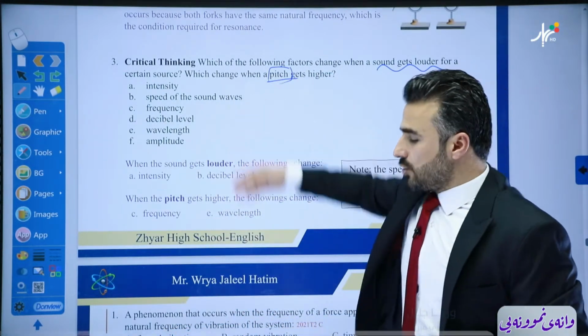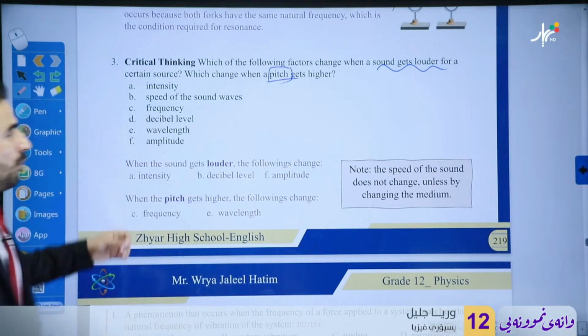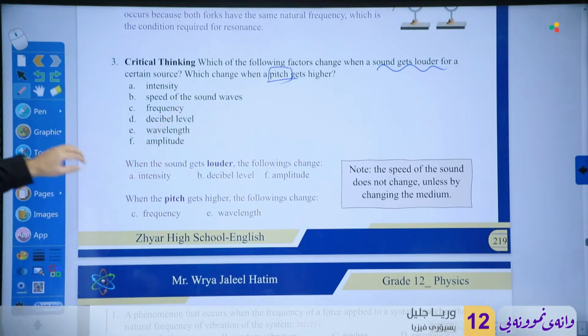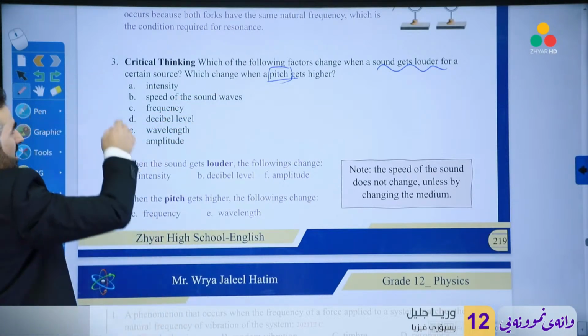So let's see which one of these will change when the sound gets louder. We can say, when a sound gets louder, will the intensity change?